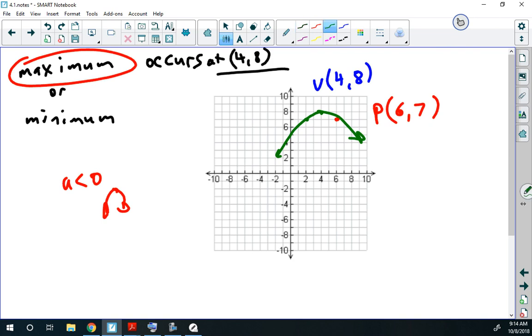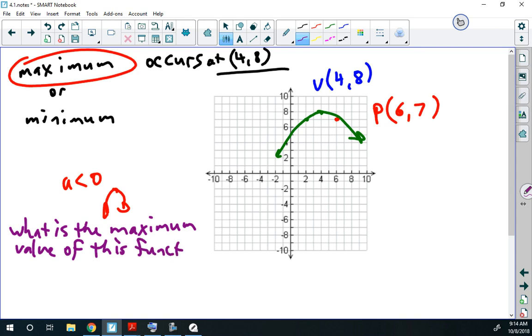But what if you're asked this question? What if you're asked, what is the maximum value of this function? Then your answer is going to be a little different. What's the maximum value of this function? Somebody said it? It's 8. Good. The maximum value of this function is 8. Does that make sense about the maximum and the minimum values? Awesome. Well, I don't know if this is part of the objective today, but I think it's a good exercise.